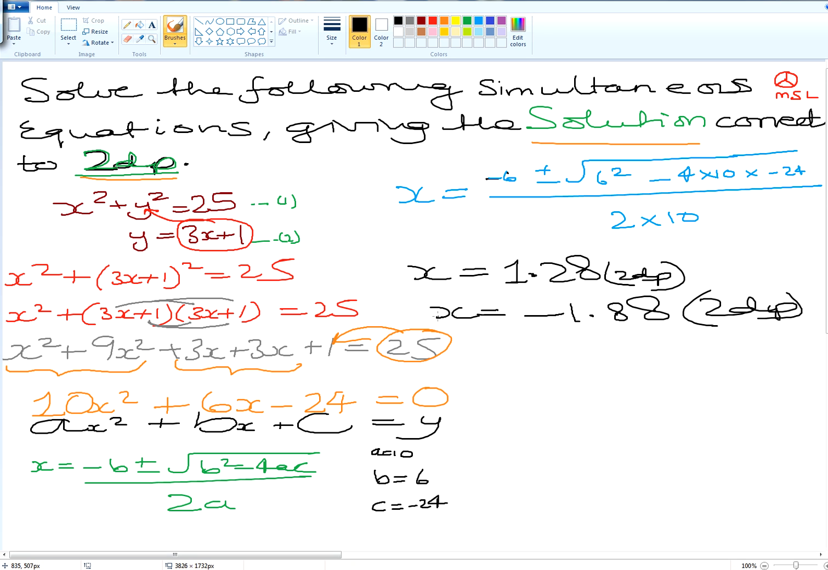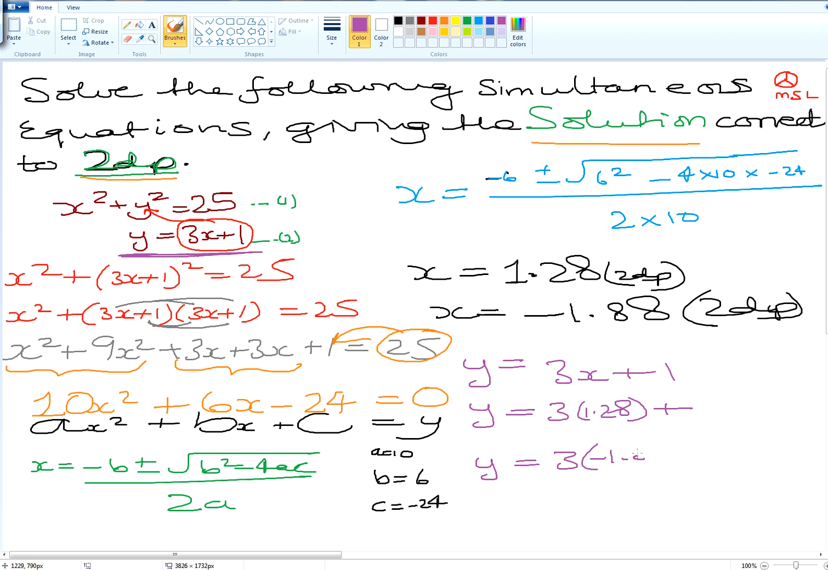Now we need to work out the corresponding y values. What is the y value going to be equal to? Y value is equal to, over here, 3x plus 1. So let's put the first value in. So 3 times by 1.28 plus 1. And the other one will be y is equal to 3 times by minus 1.88 plus 1.